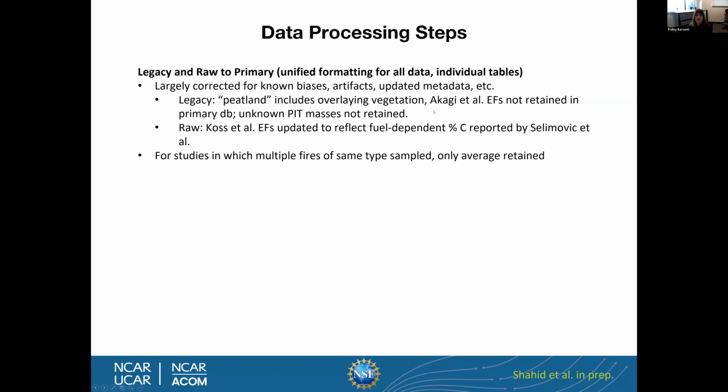In addition, the EFs from Akagi that had unknown peat masses, those were not retained either, right? So we did some filtering and processing of the data.